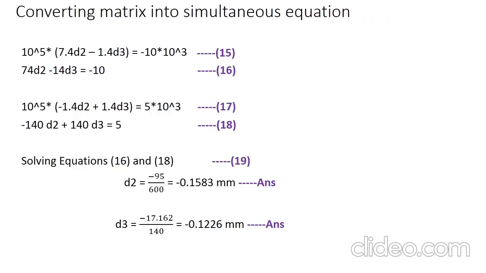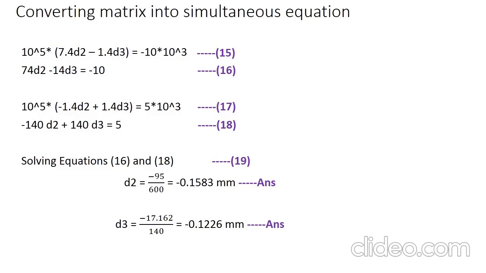Next step is we convert the matrix into simultaneous equations. We were having a 2 by 2 matrix, so therefore we will get two simultaneous equations. After expanding, we get two simultaneous equations, equation number 16 and equation number 18. And after solving these two simultaneous equations, we get D2 is equal to minus 0.1583 mm, while D3 is equal to minus 0.1226 mm. And this was the question, find out nodal displacement.